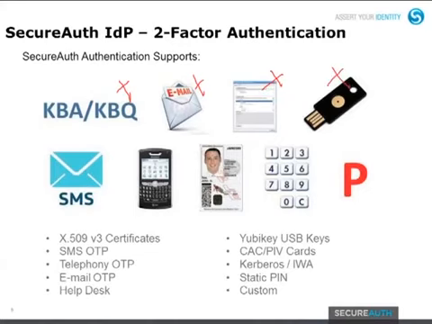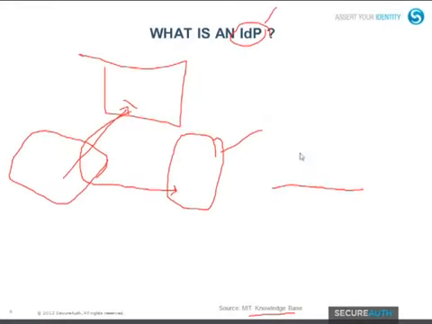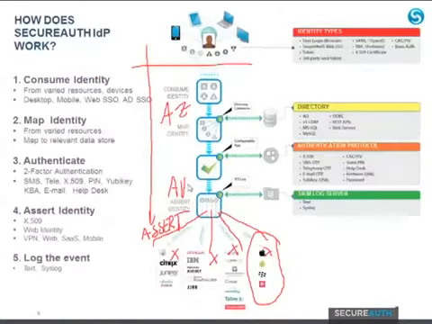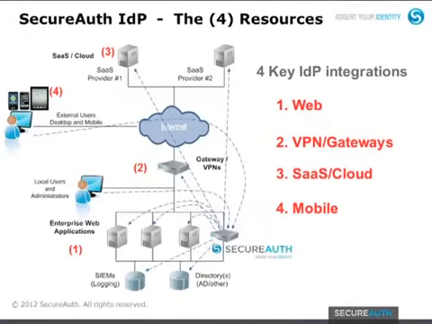It could be a USB key. It could be SMS. It could be telephony. It could be the wonderful CAC and PIV cards, or another national identity card. It could be static PIN, or it could be password, or it could be Kerberos. All of these are up to you, and the cool thing is, the way this slide showed you back here, the design of an IDP is just have the user go to you before you assert them out to the relying party.